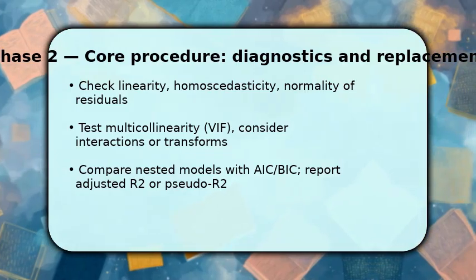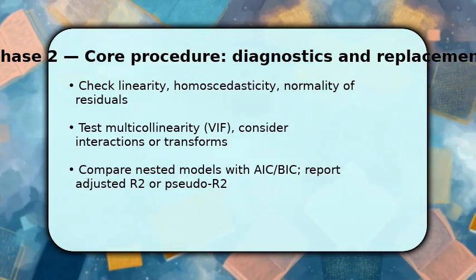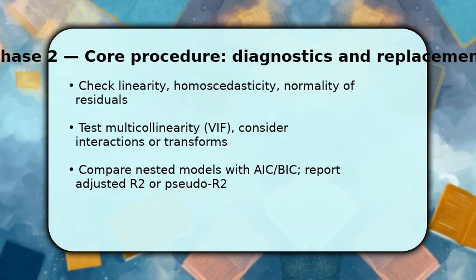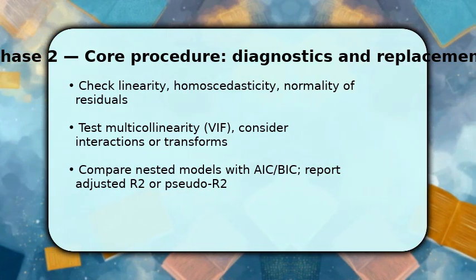Use AIC, BIC, or adjusted R2 to compare nested models. Explain why you kept or dropped variables. Make sure to document each change so readers can follow your model building logic.